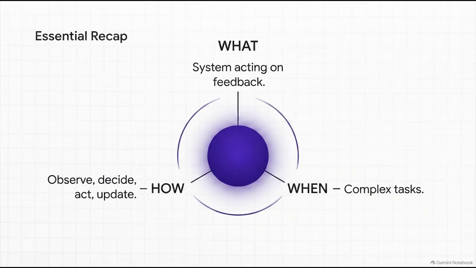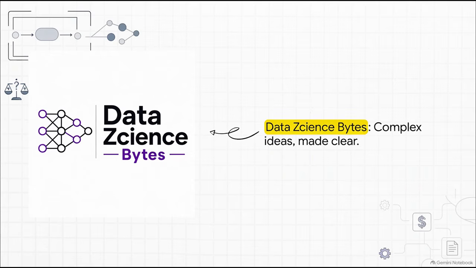So, pulling all of this together, here's what you need to take away. What is an intelligent agent? It's a system observing an environment and acting on feedback in pursuit of goals. How does it work? Through that continuous four-step loop. Observe, decide, act, and update. And when should you use one? Only for tasks that genuinely demand multiple decisions and environmental feedback over time. By breaking down these abstract concepts into verifiable systems, things become so much clearer.